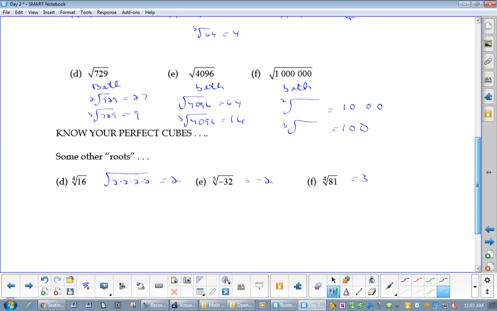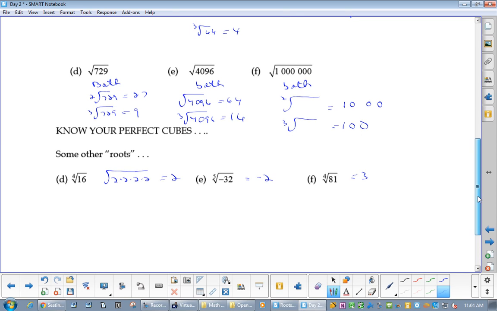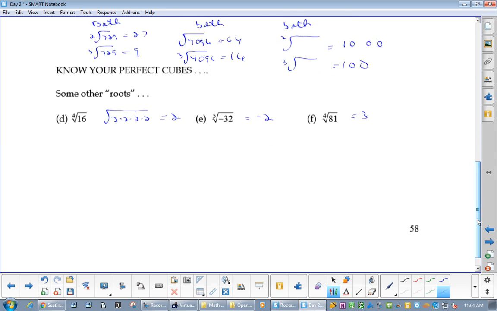Now, why am I stressing your perfect squares and perfect cubes so much? It's because soon we will be at a stage where your calculator will not help you. Okay? So, an example. What's the square root of 50? Put it in your calculator. I want to know it. It's irrational.